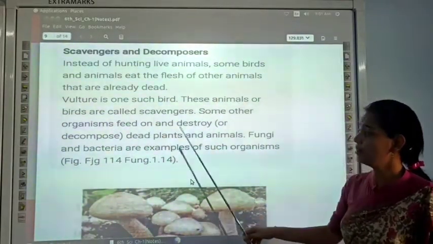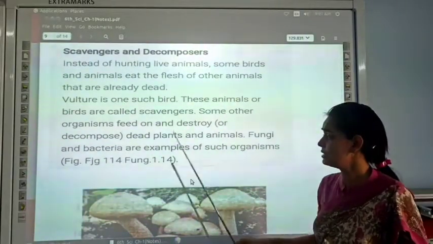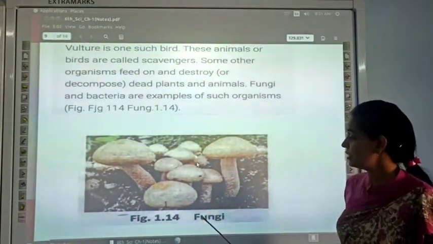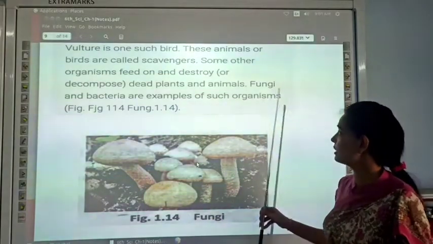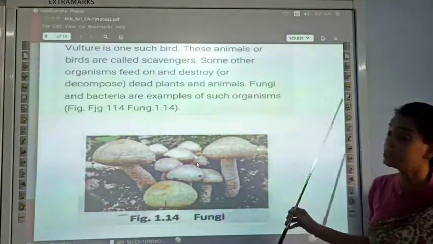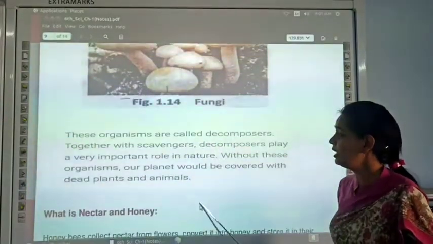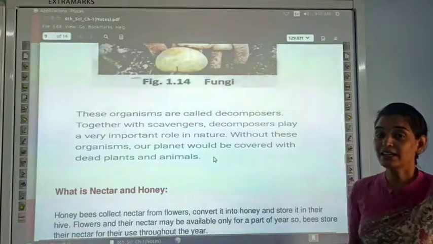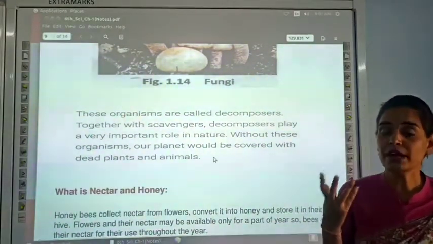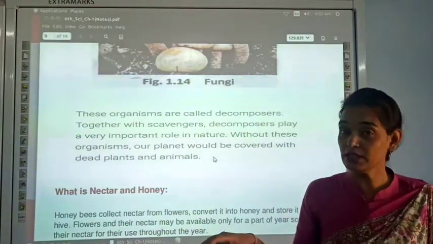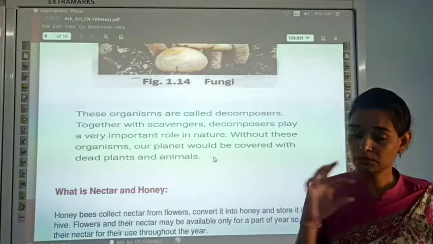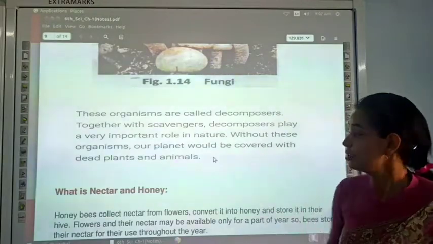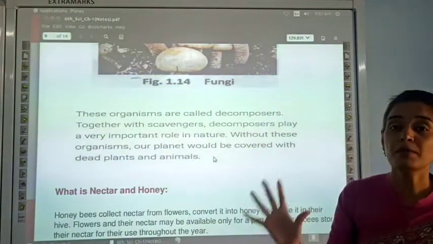Some other organisms feed on the destroyed or decomposed dead plants and animals, that is the fungi and the bacteria. So ye jo fungi hai is tarah ki hoti hai jisme mushroom bhi aate hain. Fungi and the bacteria are examples of such organisms. These organisms are called the decomposer. ये तो फंगाई और बैक्टीरिया है ना, ये क्या करते हैं? आप ये सोचिए, forest में when any animal dies in the forest, nobody comes to remove that dead animal from the forest. So who cleans it? So these animals are the environmental cleaner.